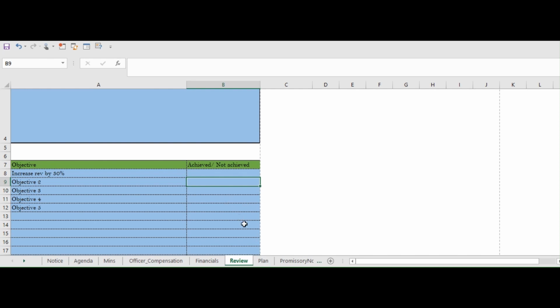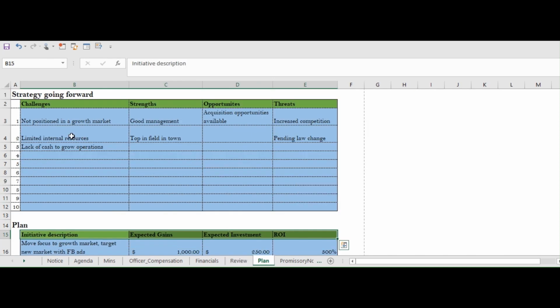Why? Any notes, just put that in there. And then what's your plan going forward? What are the challenges you have in the marketplace? Are you positioned in the growth market?